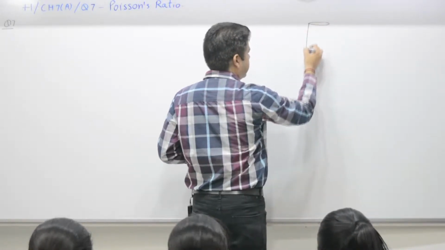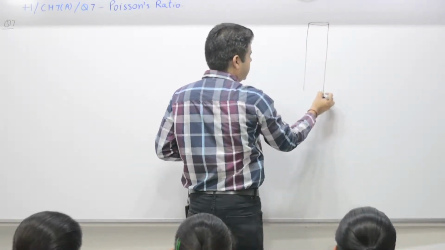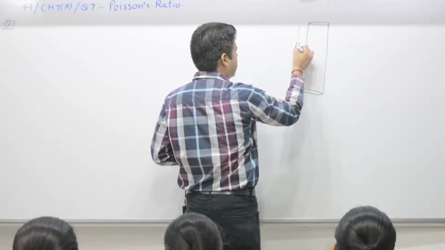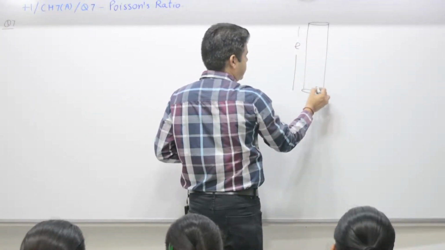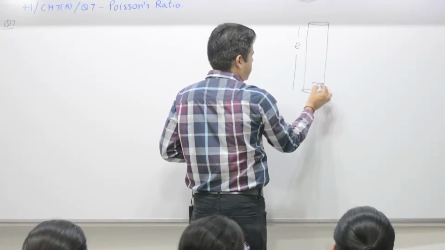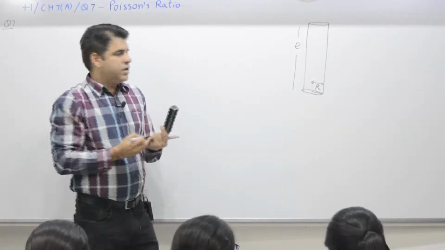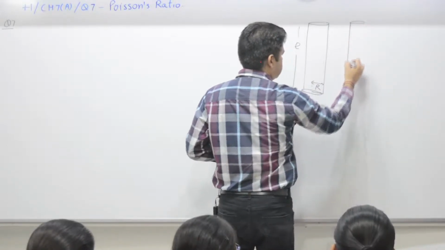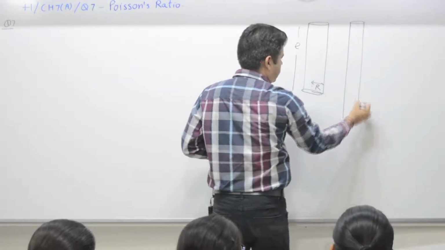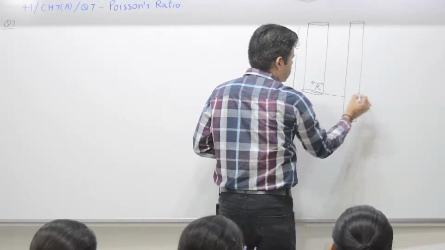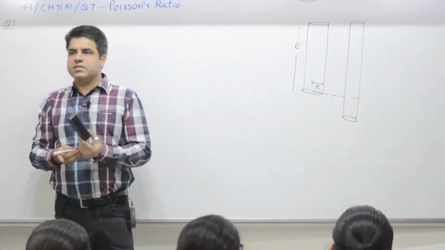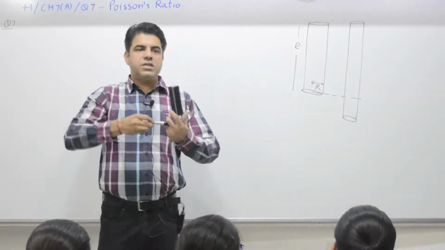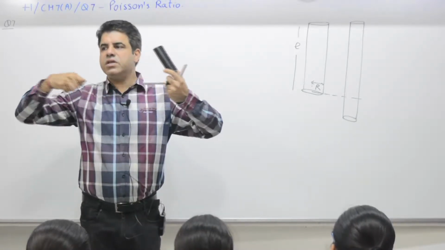A wire of length L, radius R. When you apply some weight, the length increases. What about radius? Radius decreases. This is how you convert a thick wire by using a machine into a thin wire.